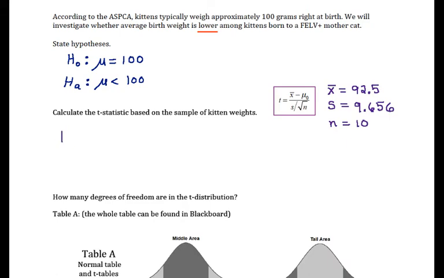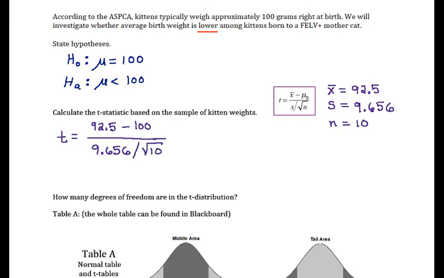So our t-statistic is x bar, which is 92.5, minus mu naught, which is 100. That's mu under the null hypothesis. And this will all be divided by S, which is 9.656, divided by the square root of n, which is the square root of 10.